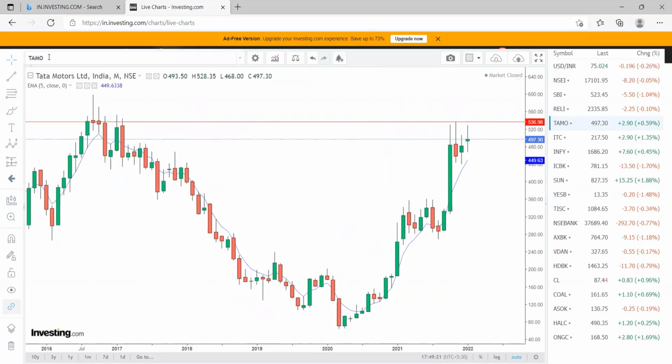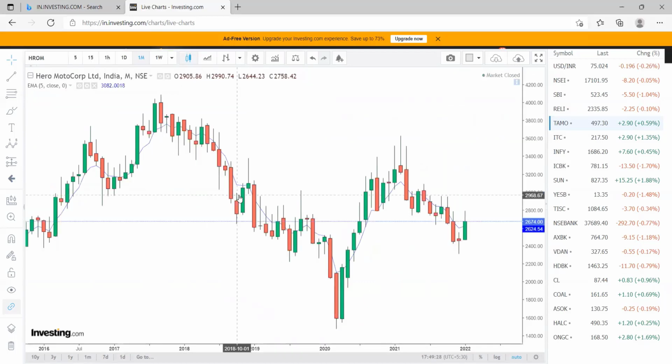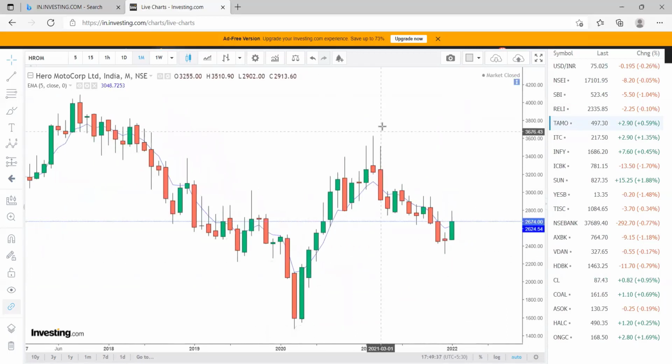So one stock which I was seeing which could be good in the long run even in the auto sector is something like Hiromoto Corp. So Hiromoto Corp में अभी एक मॉर्निंग स्टार आ गया है मंथली में. Okay, so on monthly there is a morning star. And this is again one of the good stocks in the auto sector.